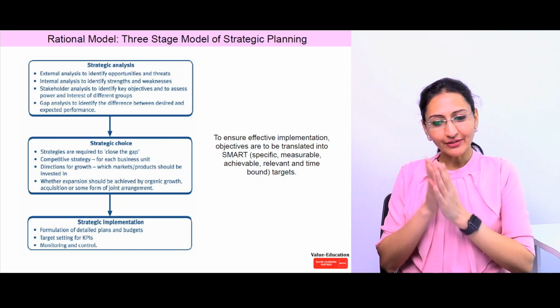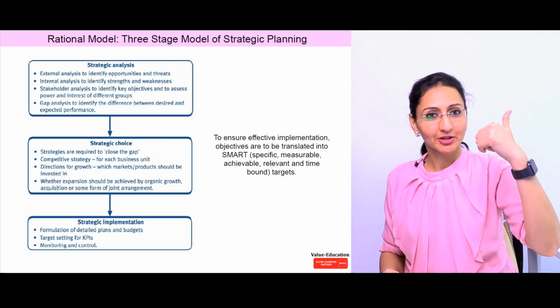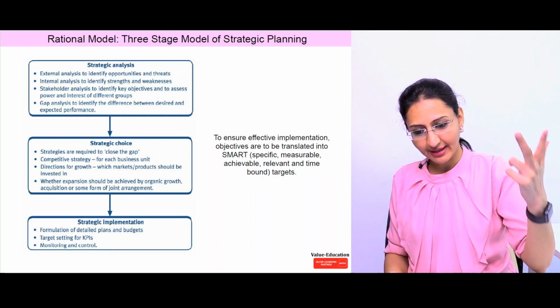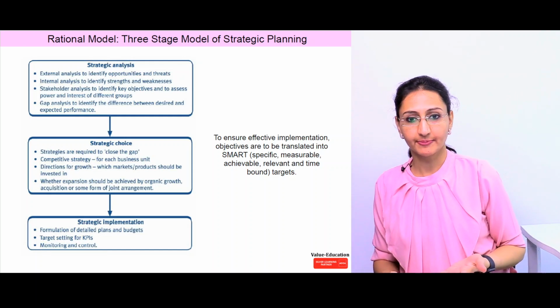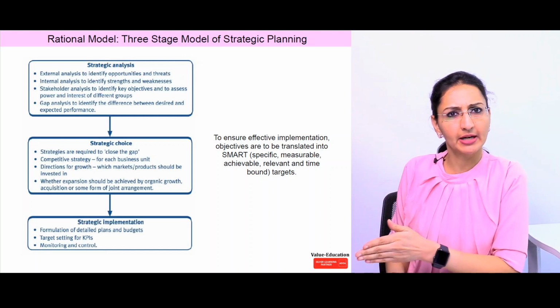So these are the full forms of SMART. S, specific. M, measurable. A, achievable. R, relevant. And T, time bound targets. You need to break objectives into SMART targets.